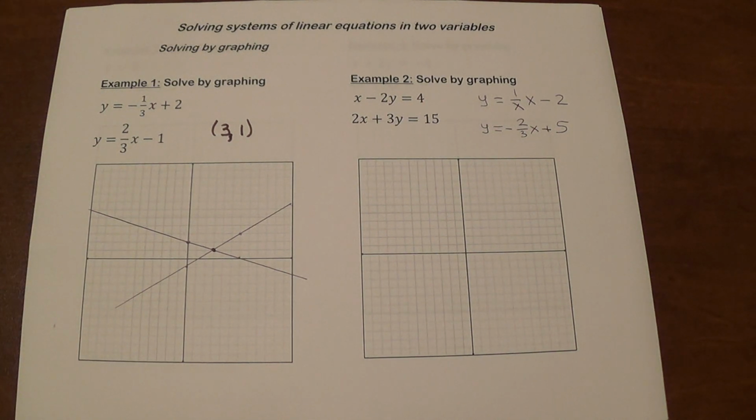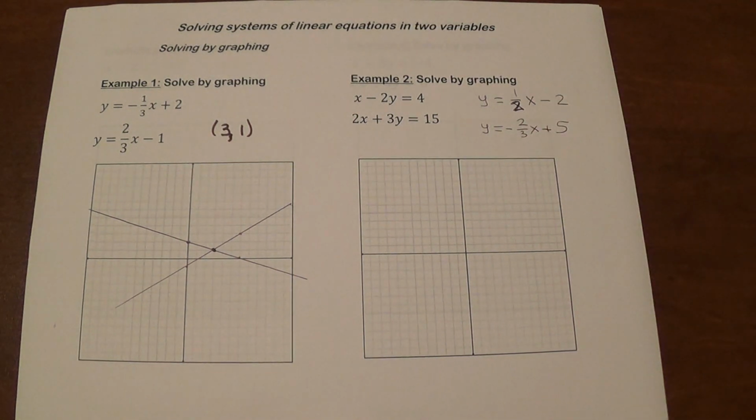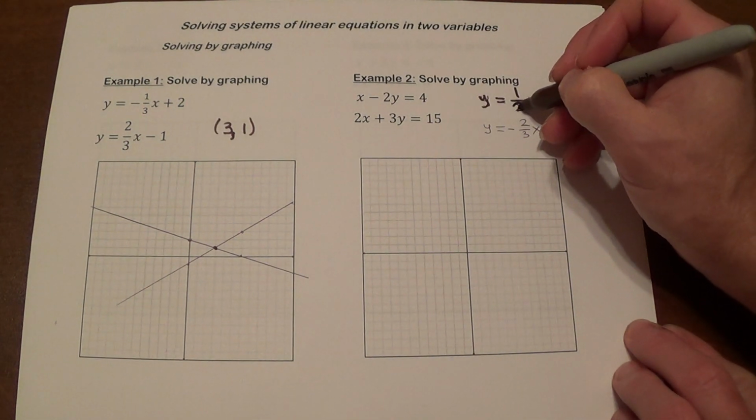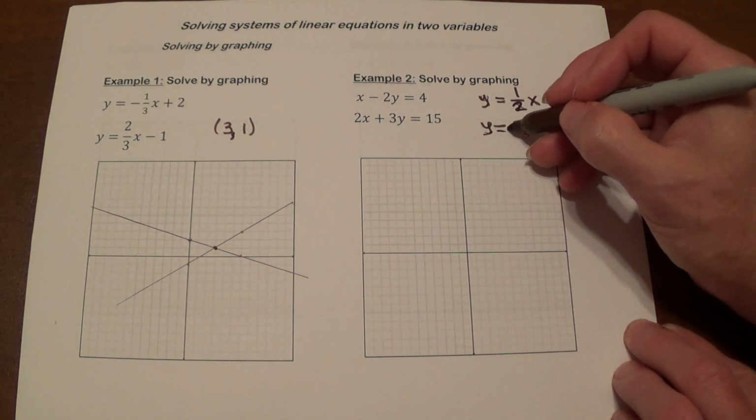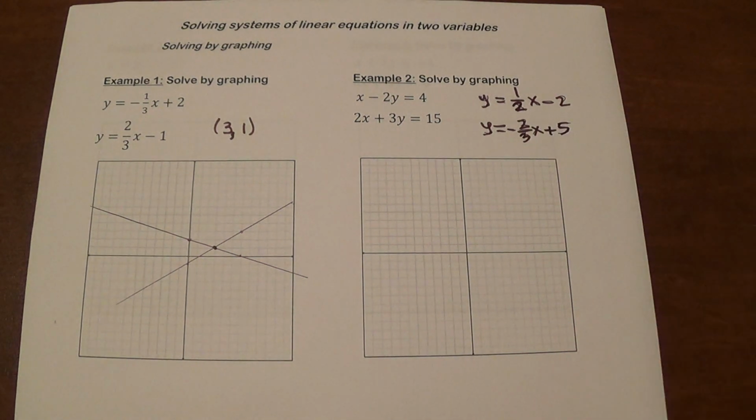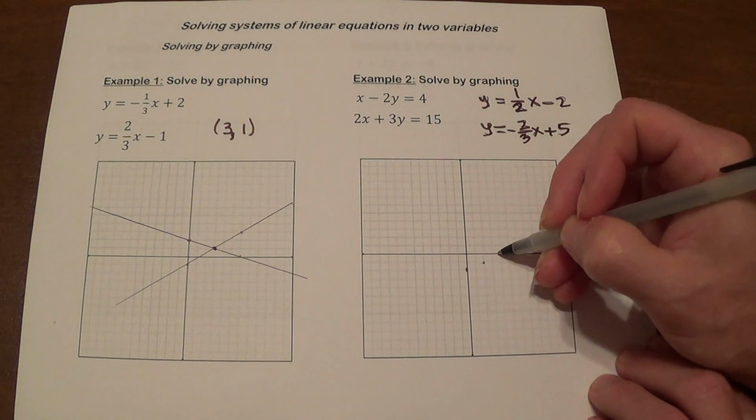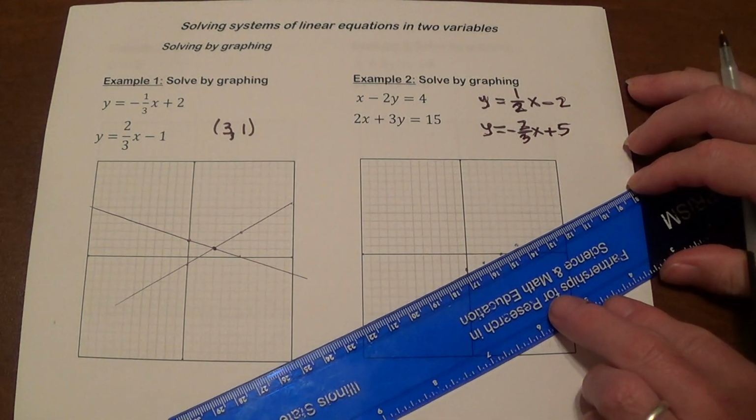Right, so we're going to graph it. Oops, I meant to write negative 1/2. Actually, let me rewrite them. This is going to be y equals 1/2 x minus 2, and the second equation is going to be y equals negative 2/3 x plus 5. So the first line has the y-intercept at negative 2, the slope is 1/2, so here, here, here, here. Graph that.